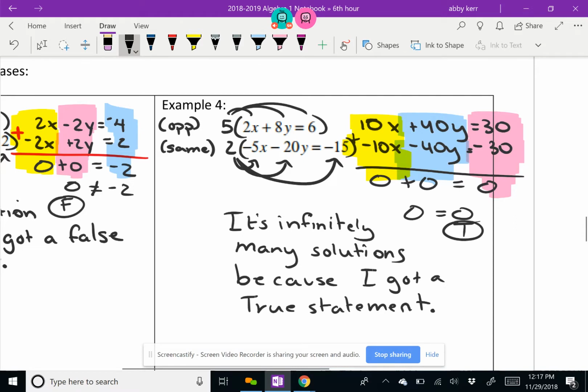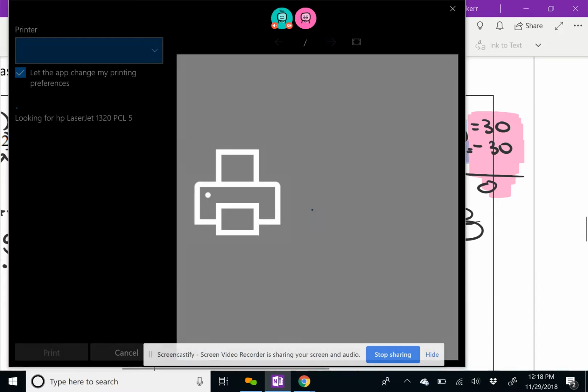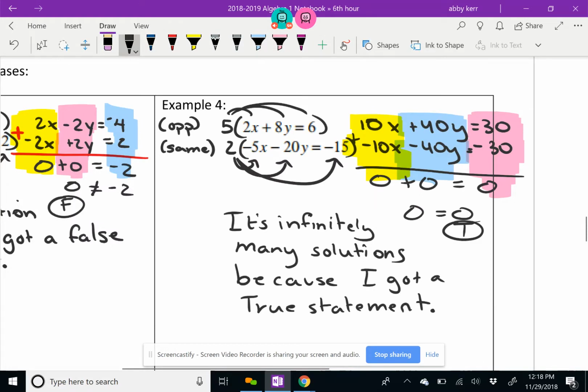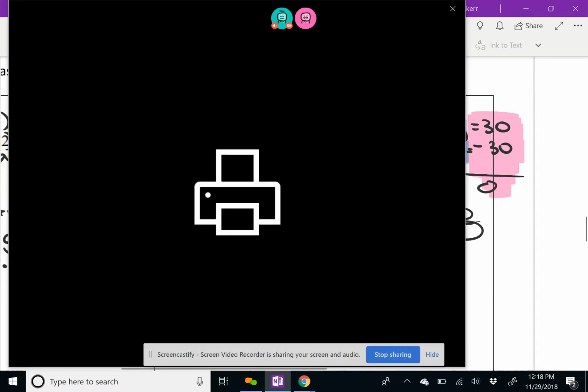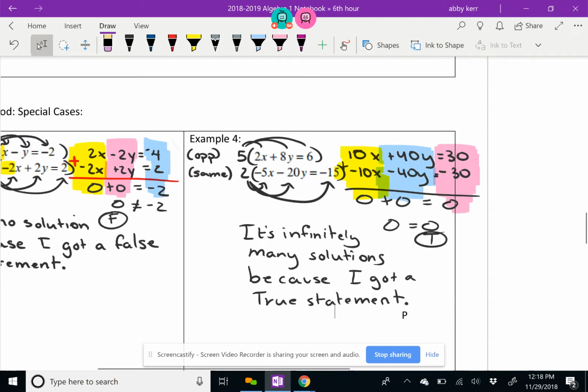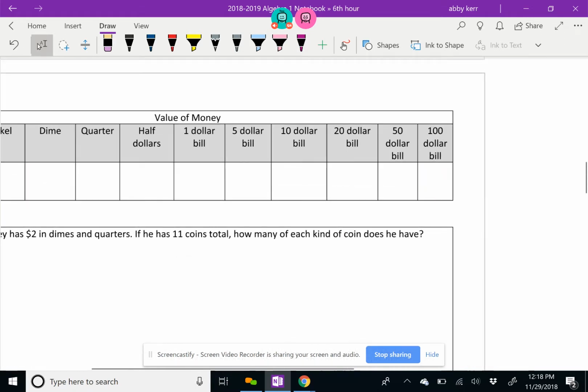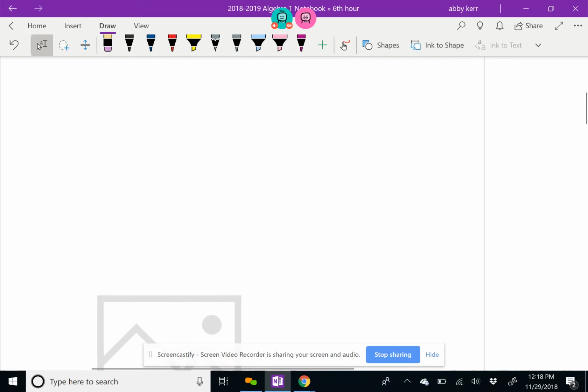Now, if you were to graph, you would get the same answer for this. Hopefully you remember that when you graph, you would get the same line. Now, what we're going to do is back to example one. One that we haven't done yet is one solution.